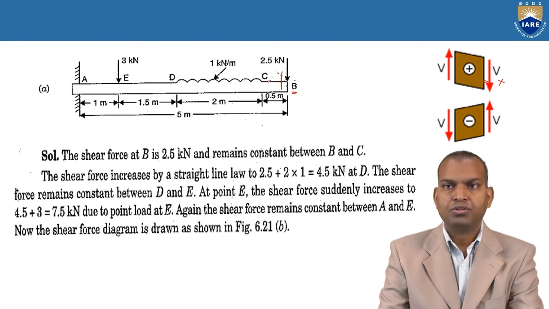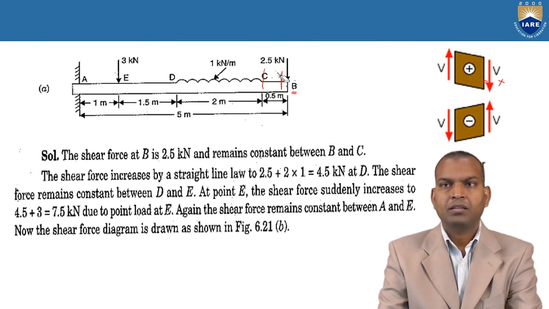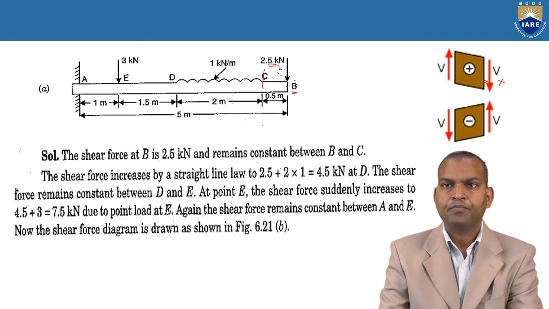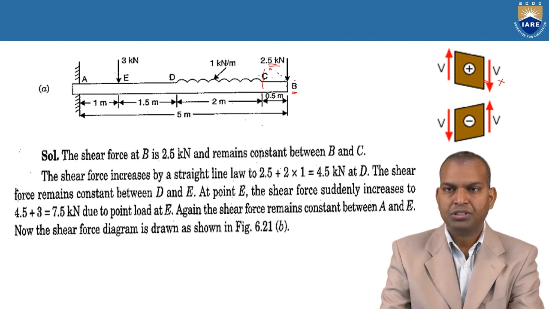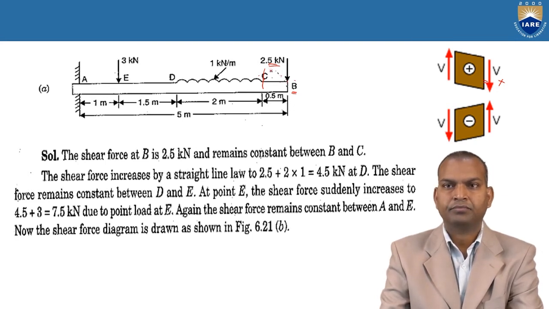Now the section line extends up to point C, and the same force is acting. So what is the force? The section line is now passing through. Though this is the section line, the right side force is in the downward direction, so from sign conventions we can understand it is the positive shear force. So from point B to point C, the shear force value is 2.5 kilonewtons. It's a constant line.